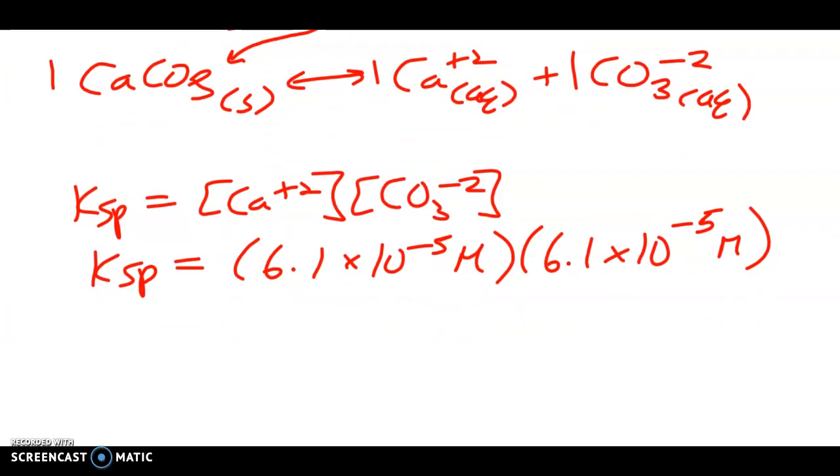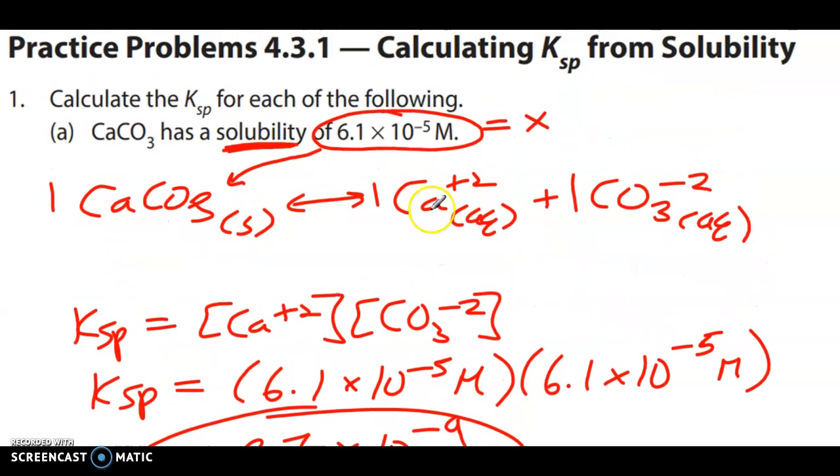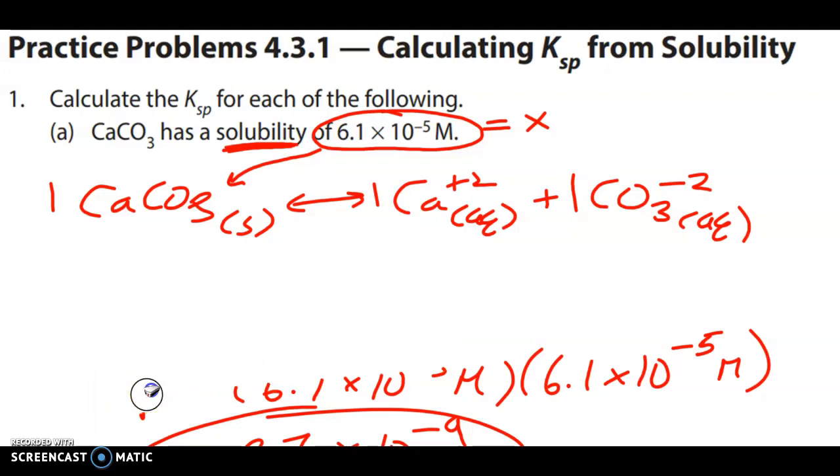Obviously I'm sure we can all calculate this out. So 3.7 times 10 to the negative 9. And same thing, there are no units for KSP. Now, let's say this was not a 1-to-1 ratio. Let's say, hypothetically, for every 1 calcium there were 2 carbonates. That would mean that the carbonate value would be double this term, double our X. Maybe we can clarify by writing this as an ICE table. Just to give us some space here.